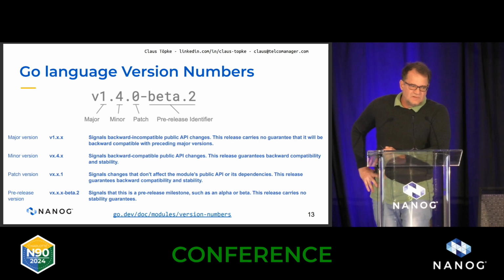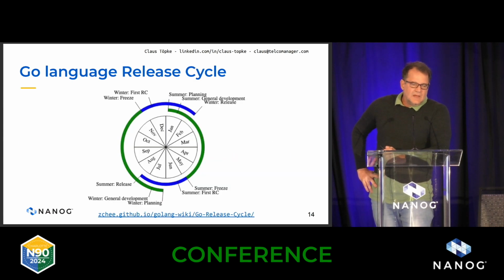The release versioning is similar to Python, with a major, minor, and patch. And they have a very rigid release cycle, in terms of having a summer and winter freeze. So in terms of this cycle, it is more organized than Python.